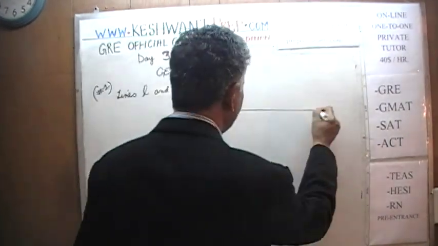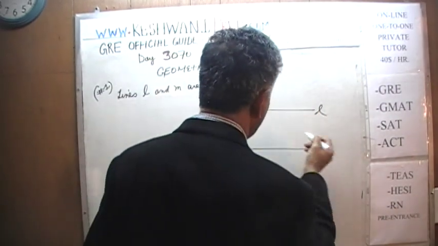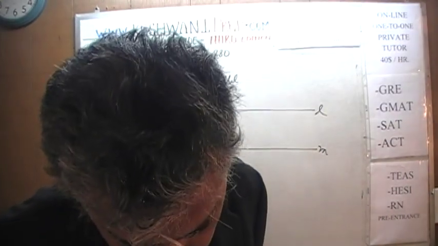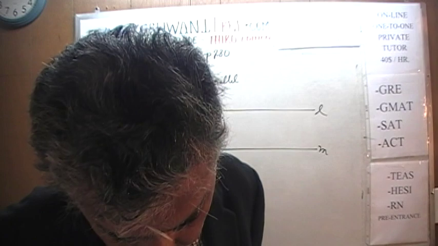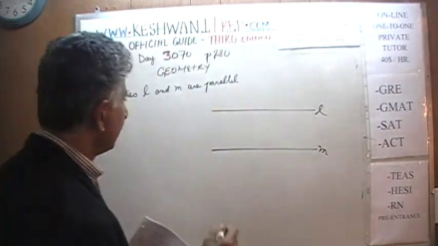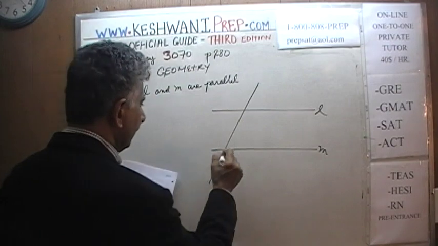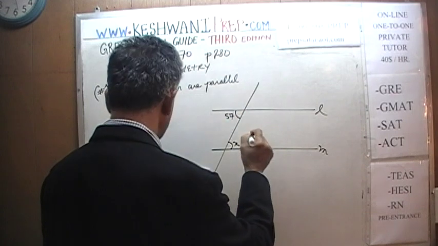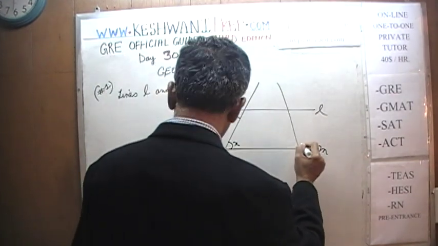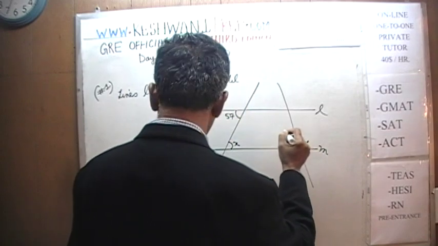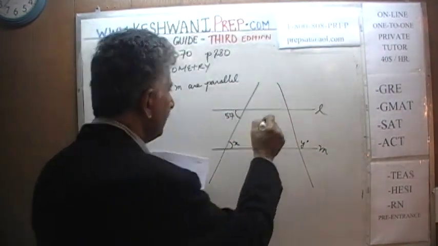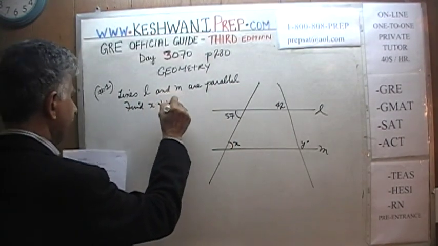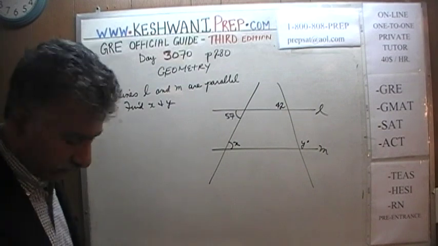So here is our line L and here is our line M. As you can see, they are parallel. And the question simply is, if that's the case, find the values of x and y. We are given one line that looks like this, and here is the angle x they're talking about. We are told that this is 57 degrees. There's another line where this angle happens to be y degrees. We are also told that this is 42 degrees. It's very straightforward, very simple. Find x and y.